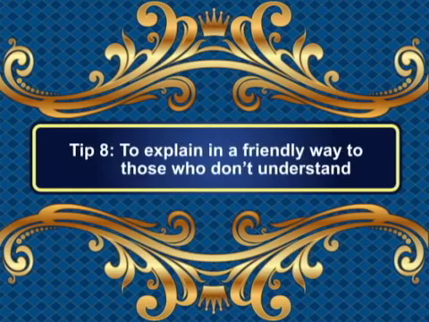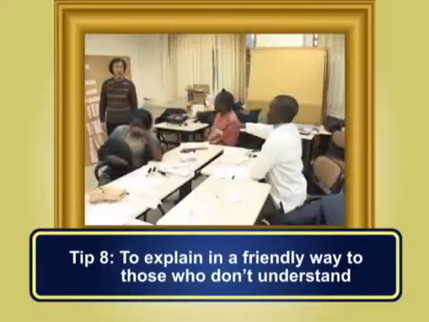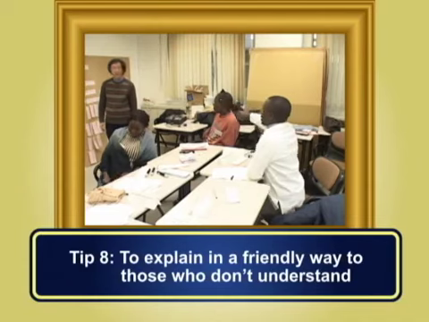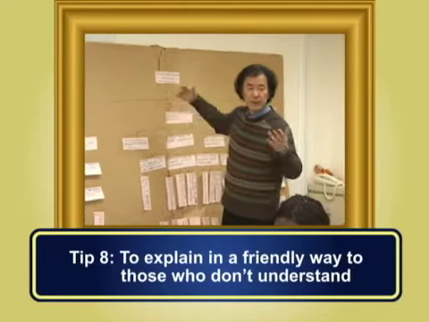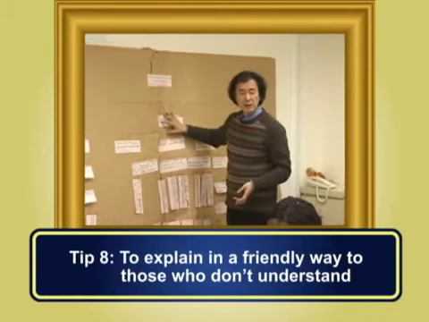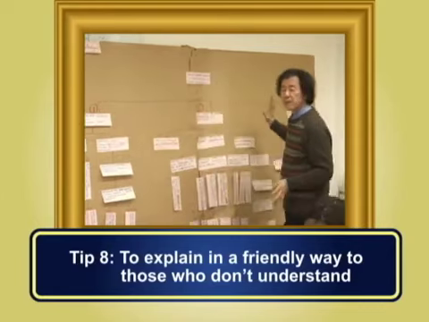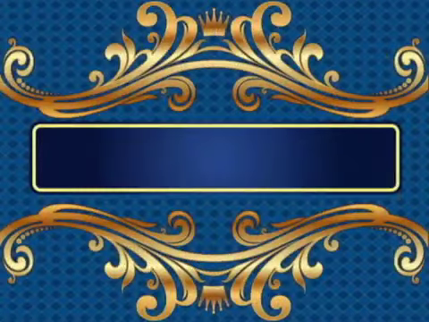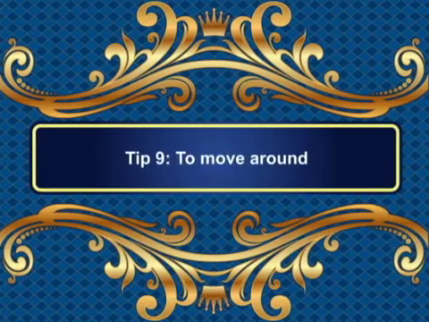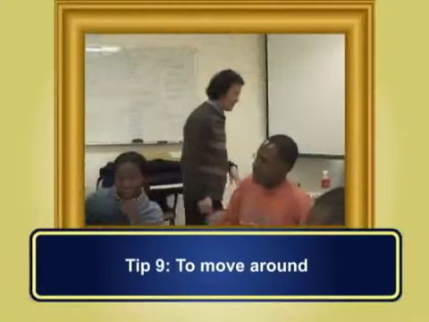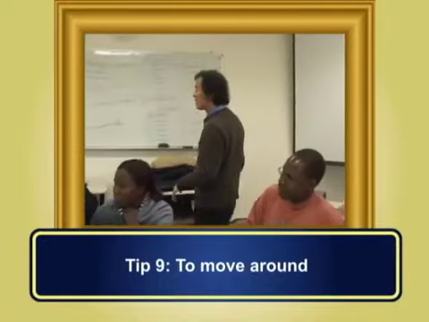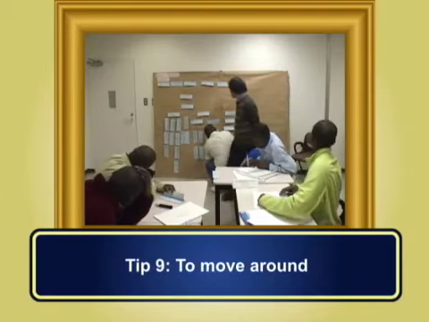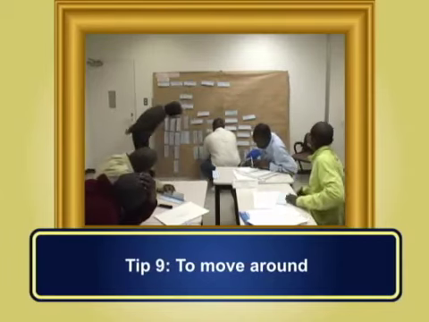Tip 8. To explain in a friendly way to those who don't understand. If any of the participants gets confused, not understanding what to do during the workshop, please explain the required task, reviewing what has been done up till then. Tip 9. To move around. Please move around so as not to stay with any one particular group, otherwise you may exert too much influence on the group.